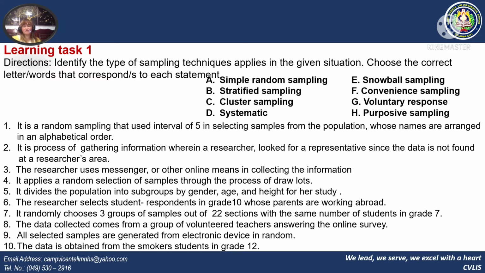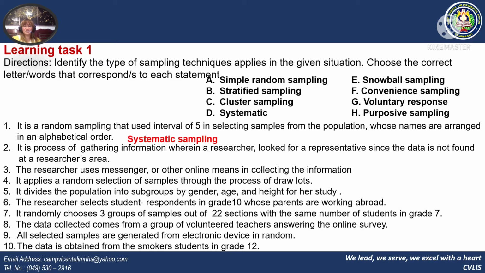A. Simple random sampling. B. Stratified sampling. C. Cluster sampling. D. Systematic sampling. E. Snowball sampling. F. Convenience sampling. G. Voluntary response sampling. And H. Purposive sampling. First question. It is a random sampling that uses an interval of 5 in selecting samples from the population whose names are arranged in alphabetical order.